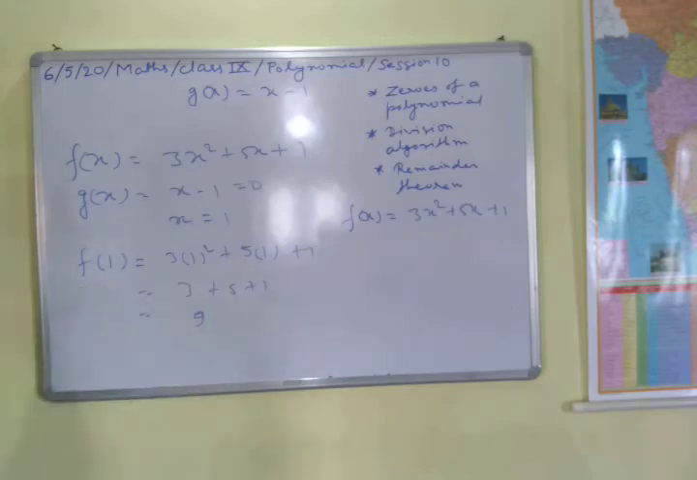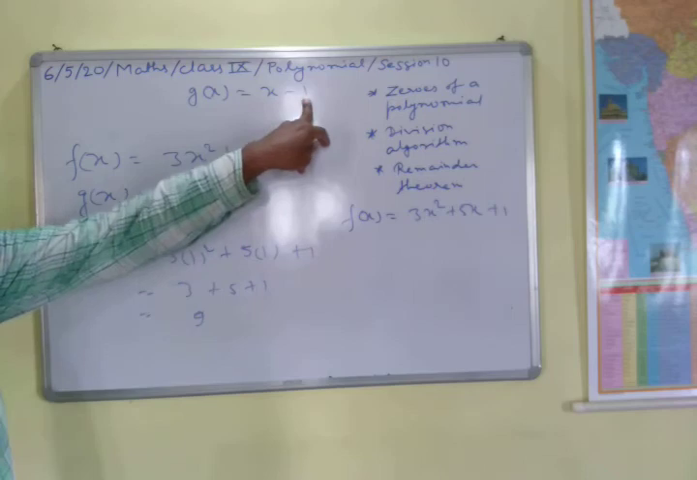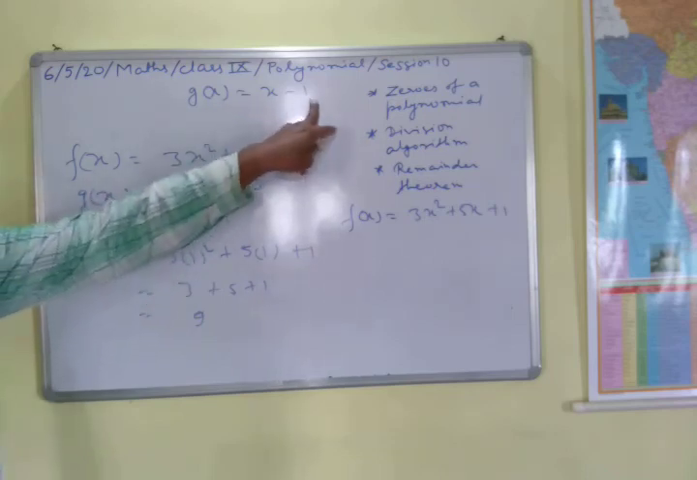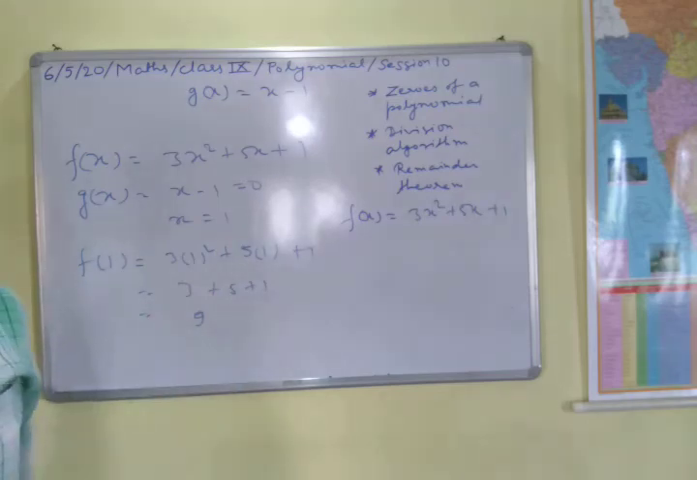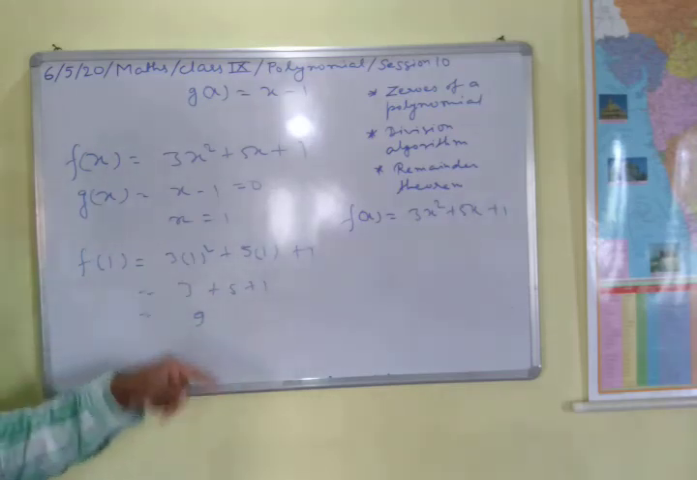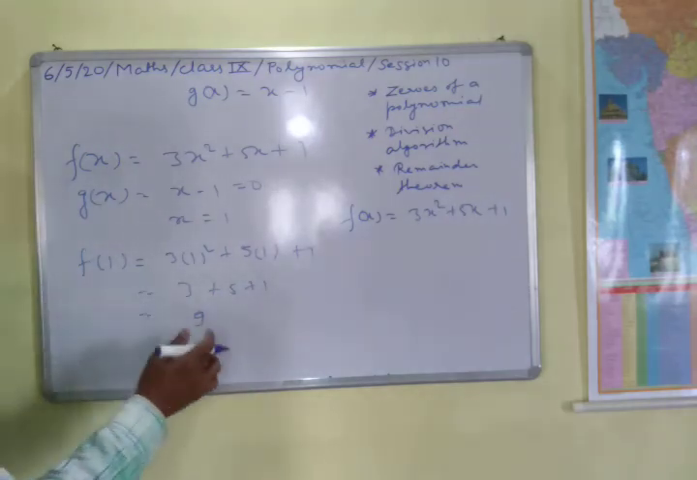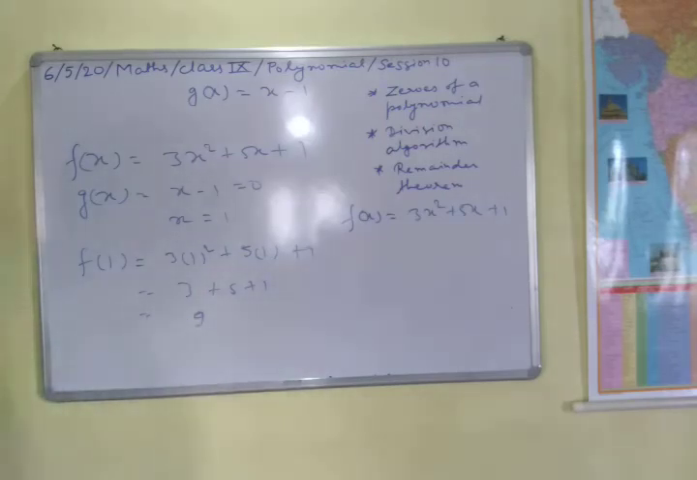So this is the remainder theorem, for this linear polynomial. If this is equal to 0, then x equal to 1, and put this value, then you will get the remainder. So that is directly f(1) equal to 9. So this is the remainder. So this is called the remainder theorem.